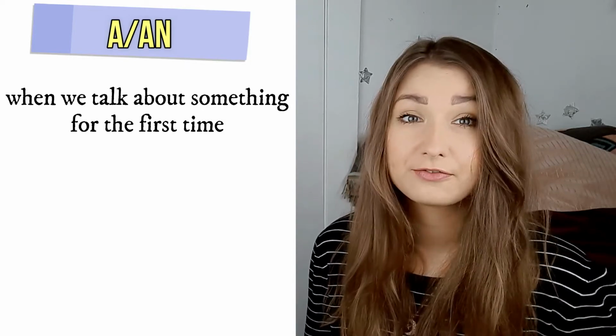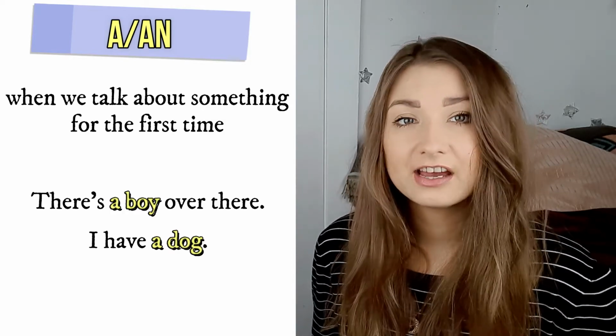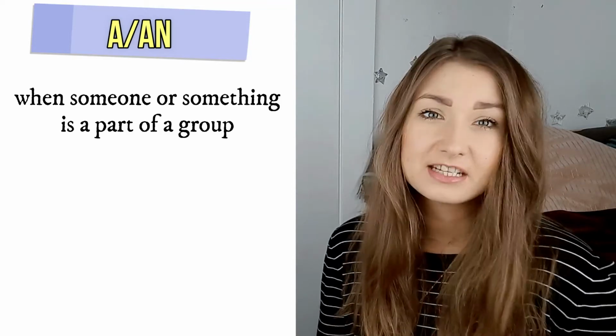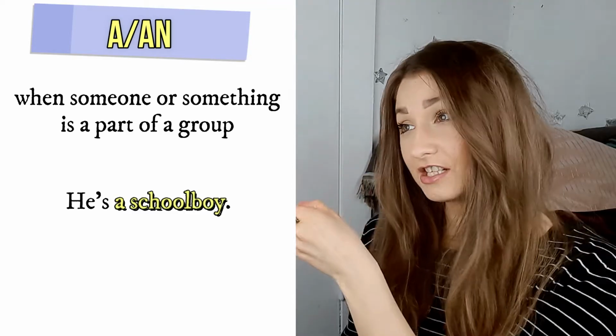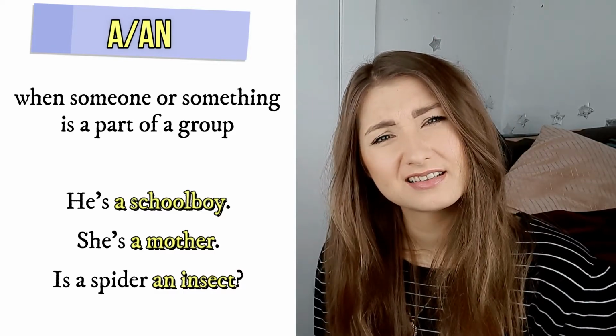We use the indefinite article when we talk about something for the first time. There's a boy over there. I have a dog. They want to adopt a child. We use it when someone or something is a part of a group. He's a schoolboy, she's a mother. Is a spider an insect?